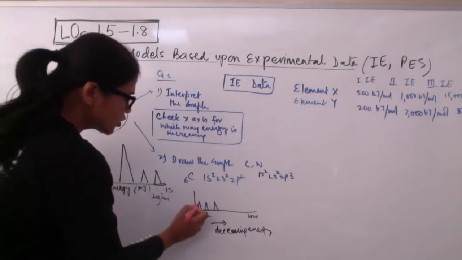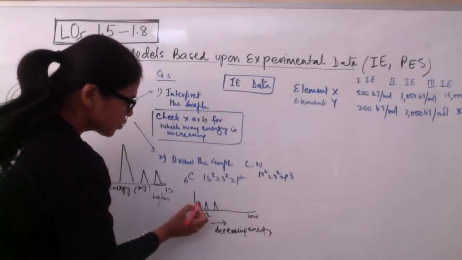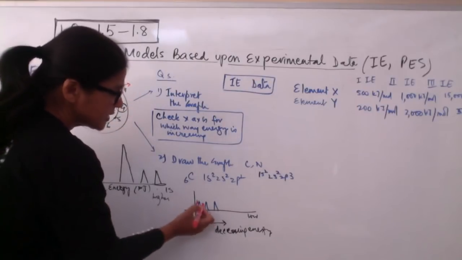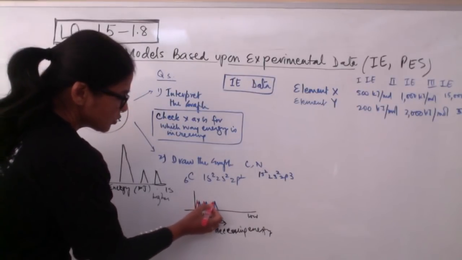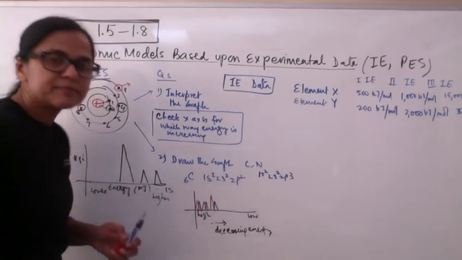So 1s2 will be shifted a little bit to higher energy, so to the left in this case. 2s2, and 2p3 will be a third larger than this. So I'm estimating it, so about here.